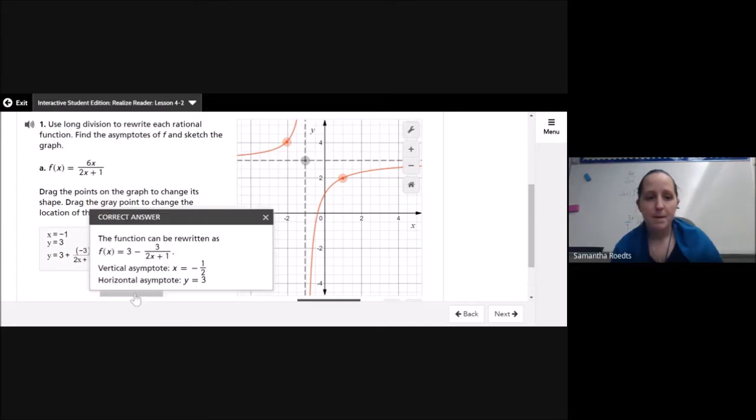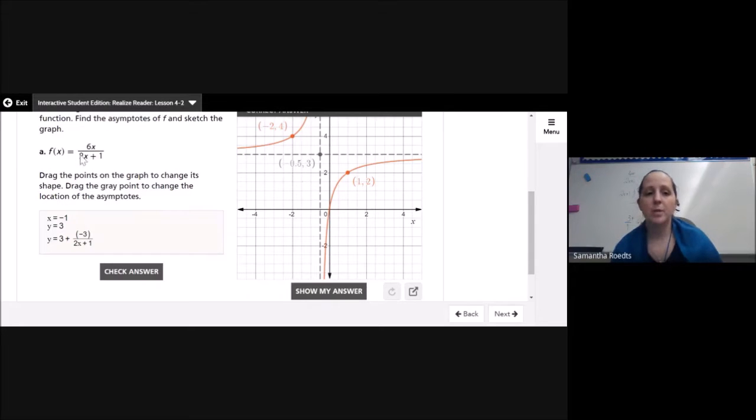So there's my asymptotes, negative 1/2 and 3. So remember 2x plus 1. This minus 1 does tell me that I moved to the left, but I had to divide that by 2.